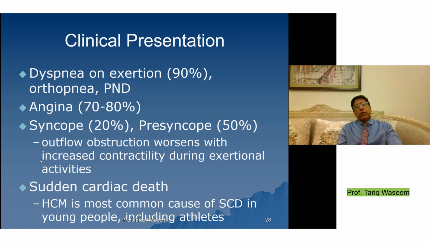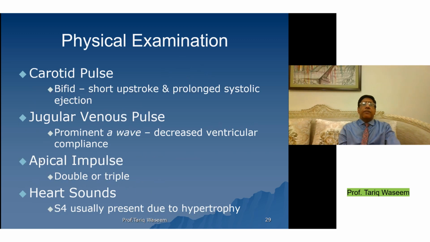And one more thing to be afraid of is that these hypertrophied ventricles are prone to have arrhythmias, and these arrhythmias can be a reason for their sudden cardiac death. So this is by far the commonest cause of sudden cardiac death, particularly in young people and in athletes.